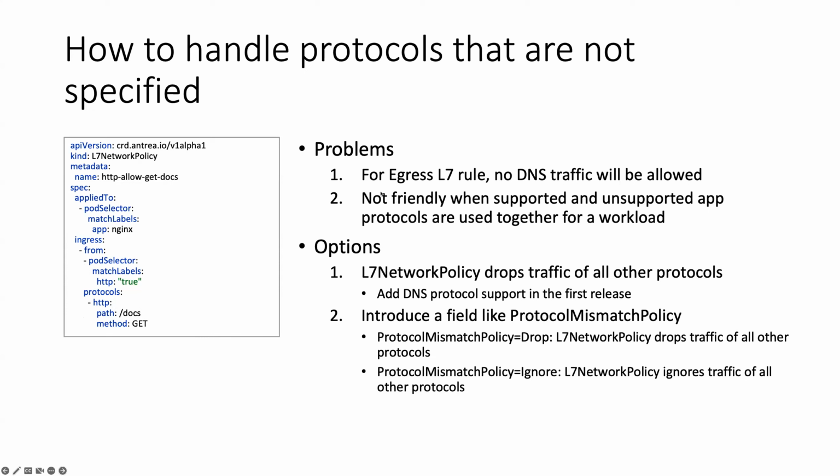So if we go with the second option, it will have this problem, and it has another problem. Even with DNS protocol support in this release, the second option is still not friendly when a workload uses more than one protocol, where one of them is supported by the Layer 7 policy and another is not supported, because with that behavior, the traffic of the unsupported protocol will always be dropped. So that's the problem of the second choice.